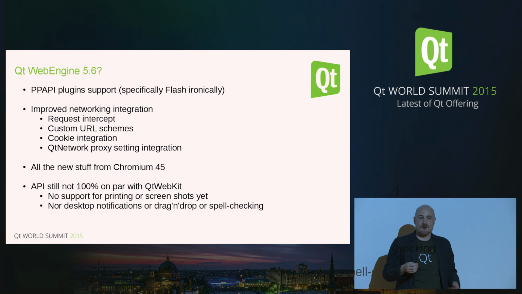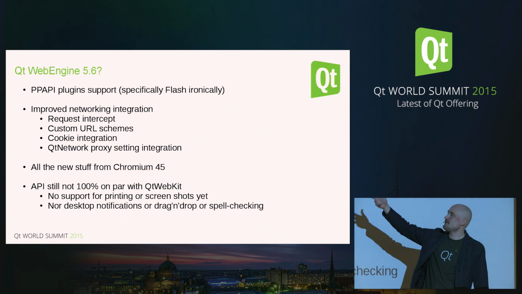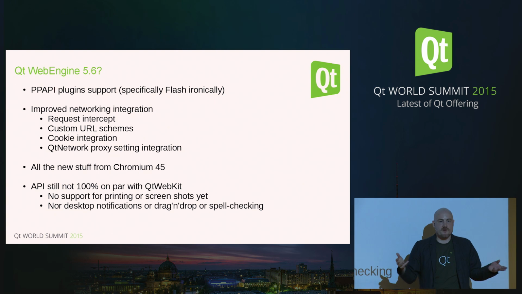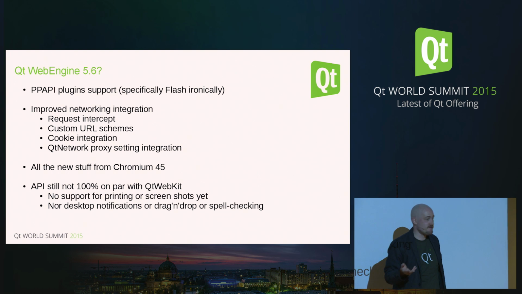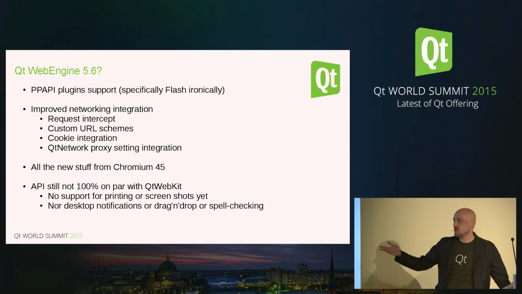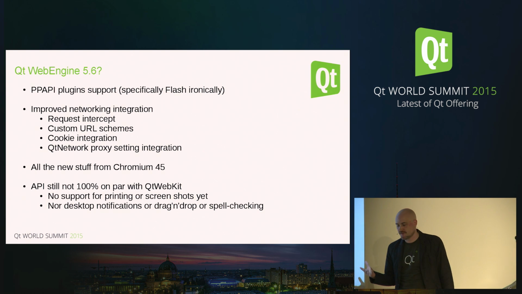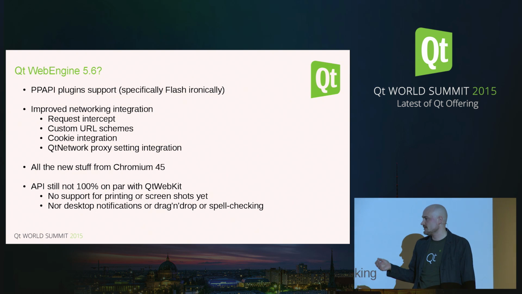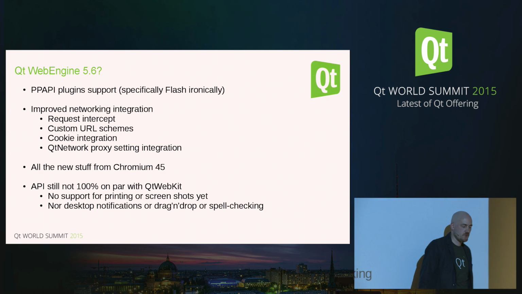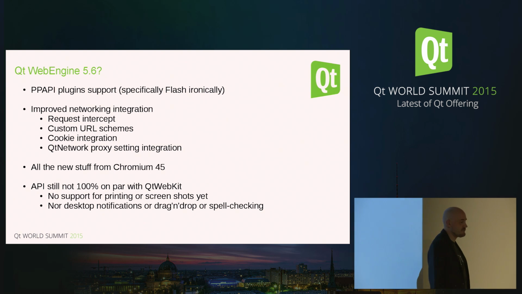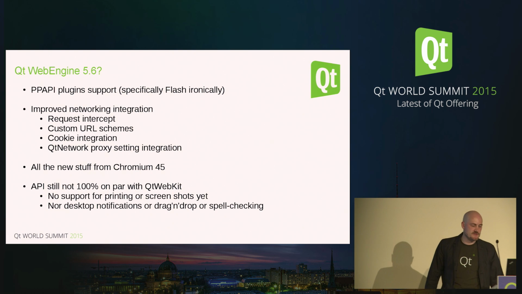It seems ironic now that everybody is moving away from it, but the PPAPI that we use for plugins is also useful for other things than Flash. But to begin with, it just means that in 5.6, well, Flash will work. But there are some things that we do not have available yet because we've been focusing on this hybrid case of Qt WebEngine. There are some desktop things like notification and drag and drop that don't work yet. And there's some embarrassing things like printing, which I really want to have fixed. Hopefully we'll have that in 5.7.